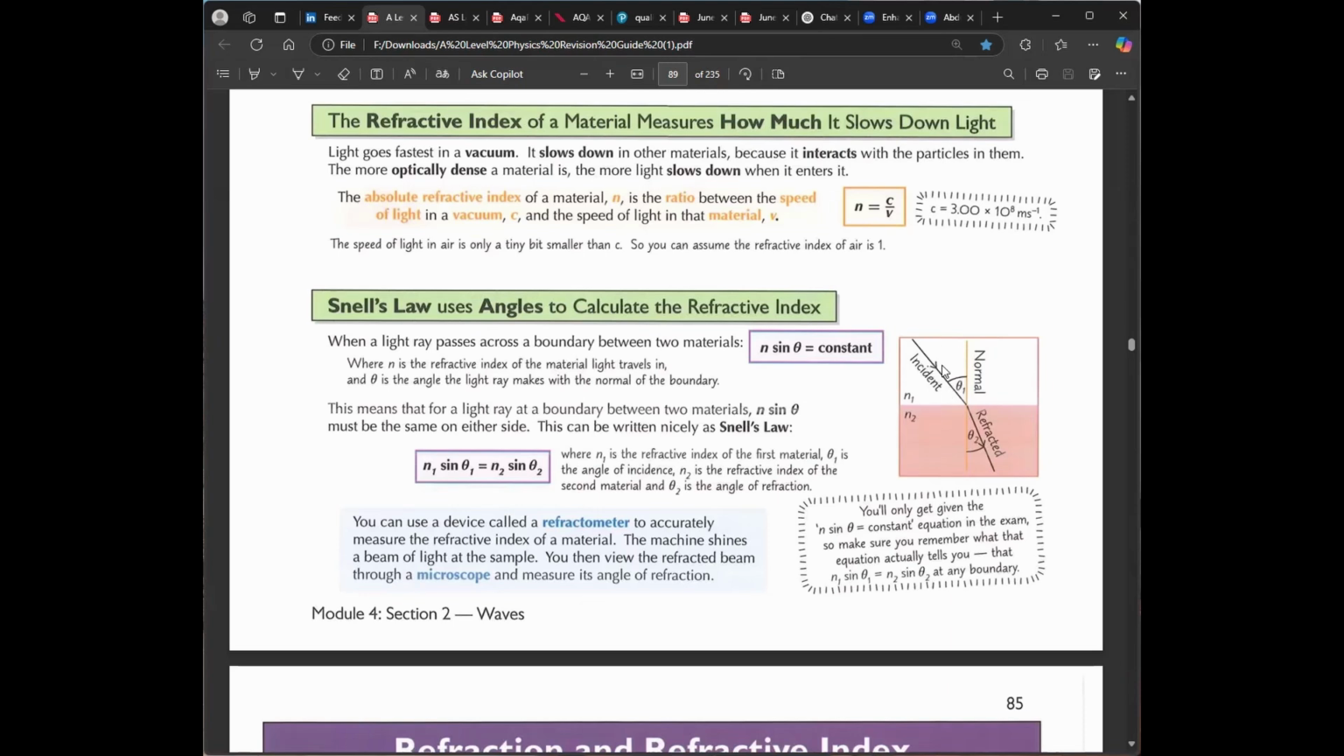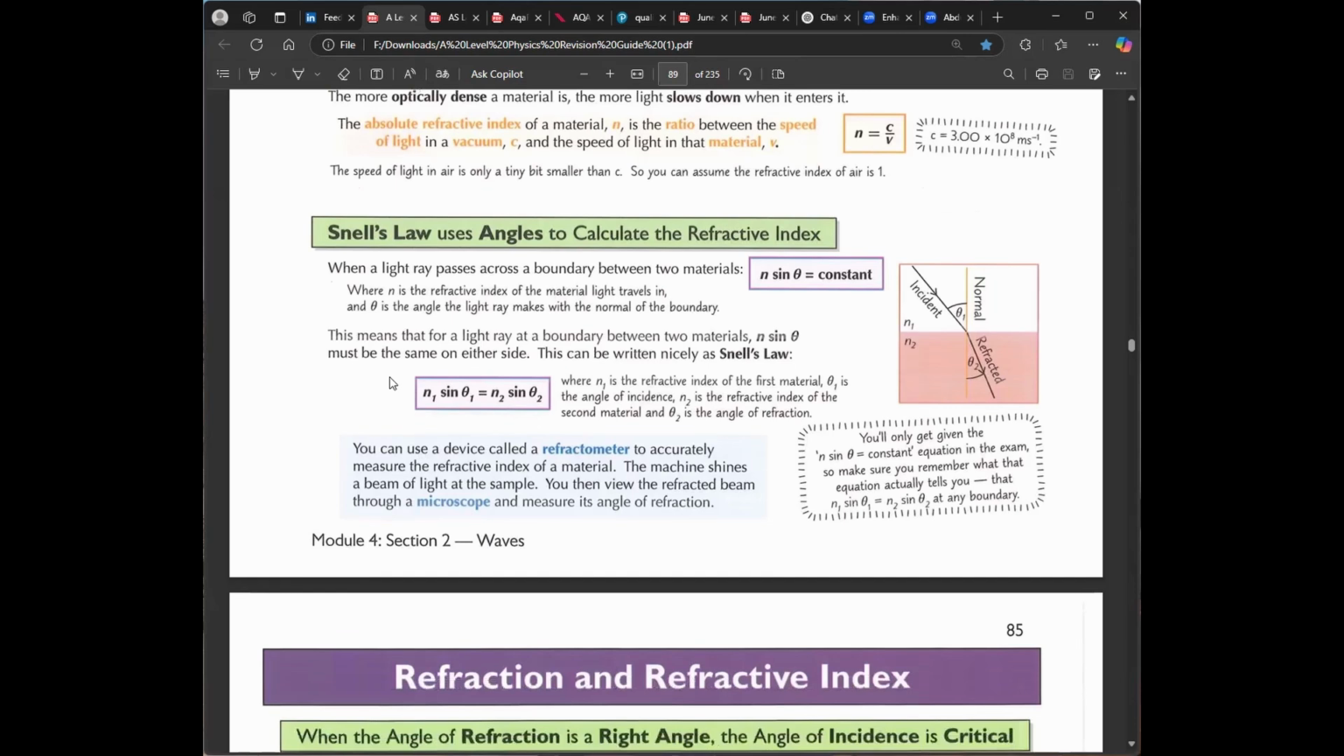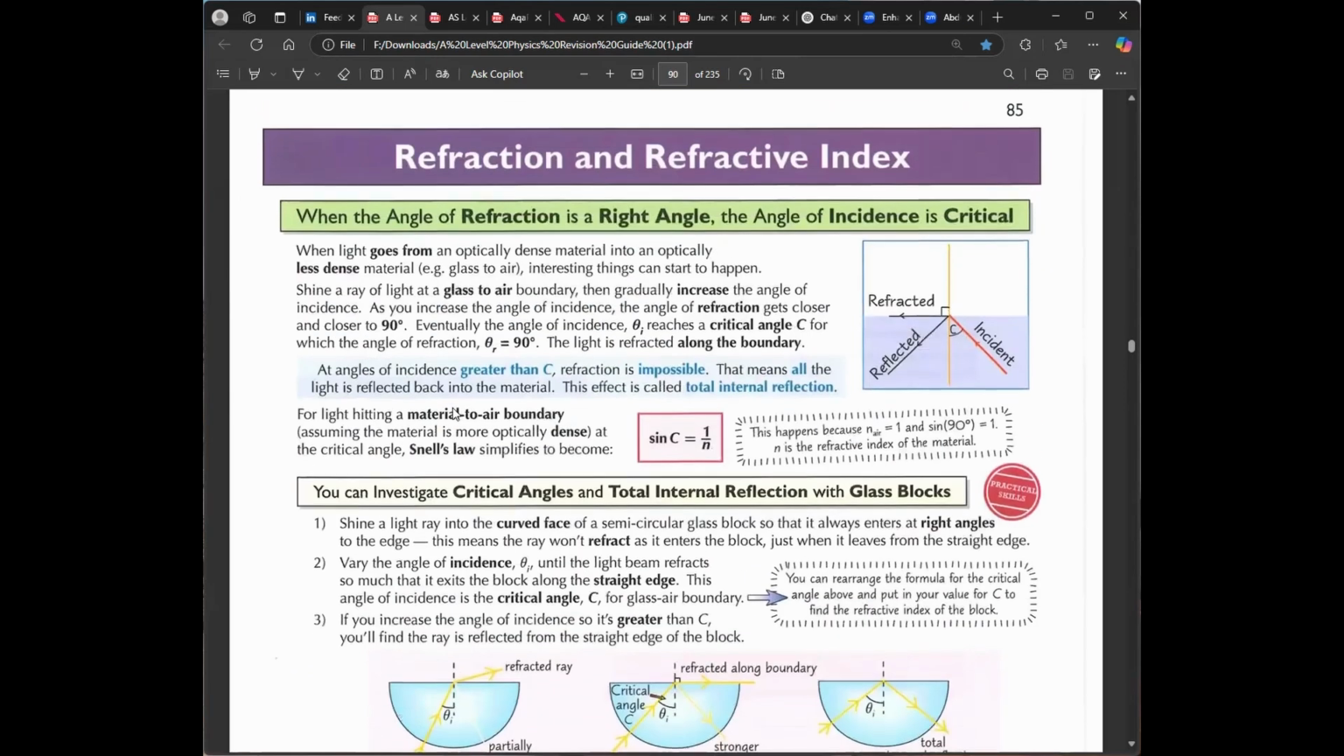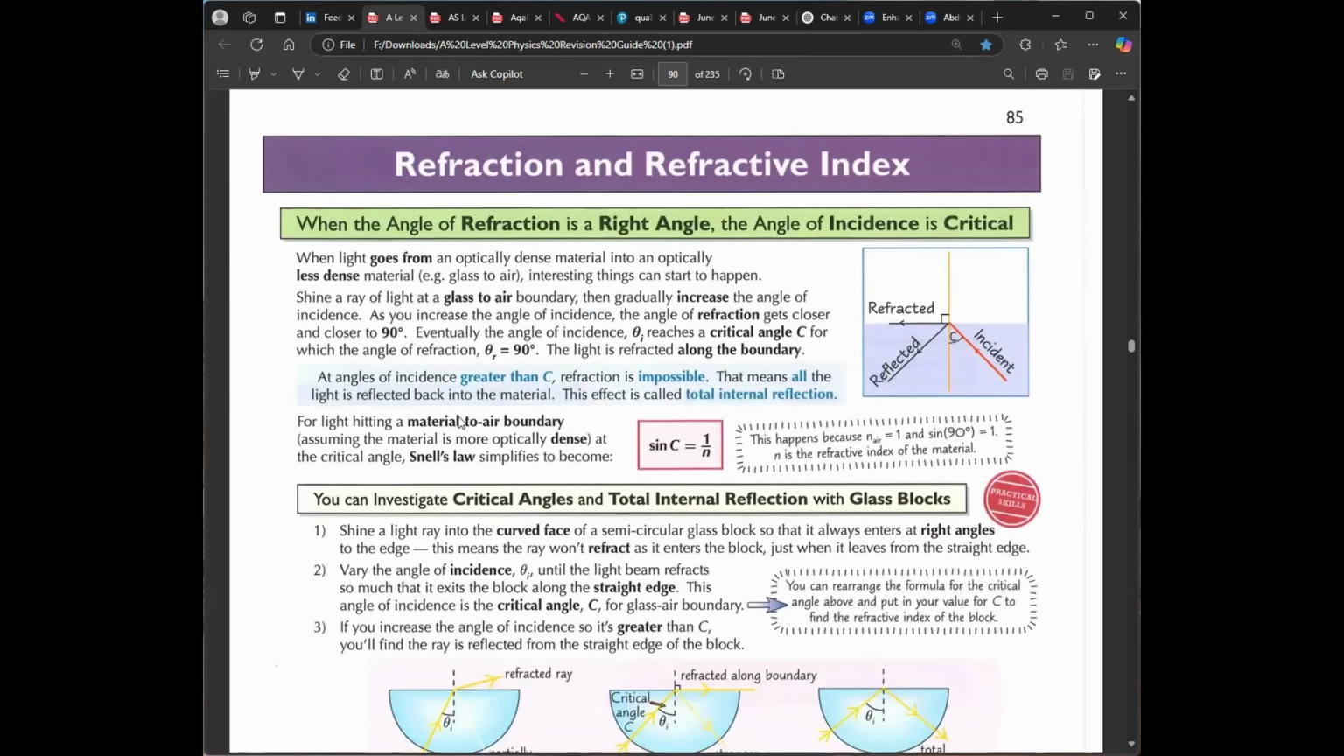that it makes with the normal when it is in one medium, if you take sine of that and multiply it by the refractive index, it should be equal to the similar quantity when the angle is theta 2, which is the angle of refraction. You take sine of that times the refractive index of that material. So simply, Snell's law is just this formula. That's it. And based on Snell's formula, we can calculate the critical angle.